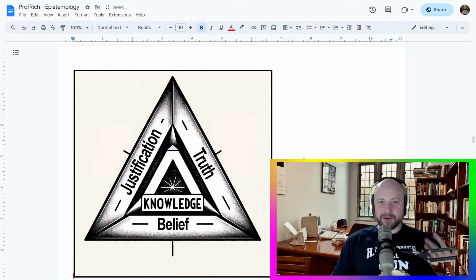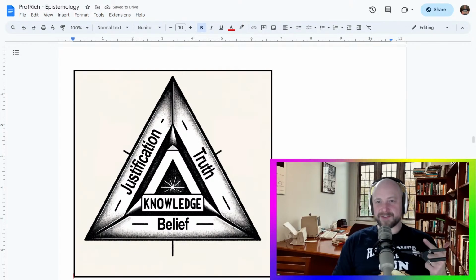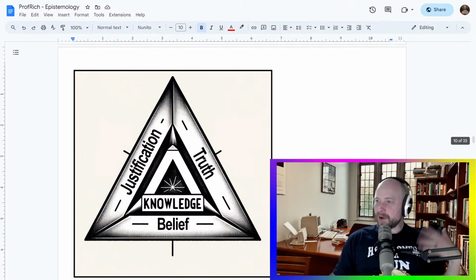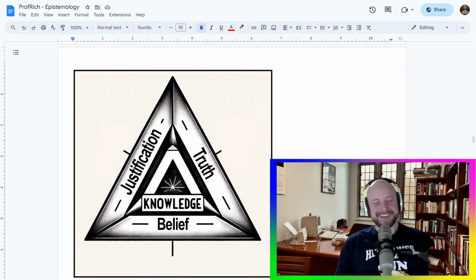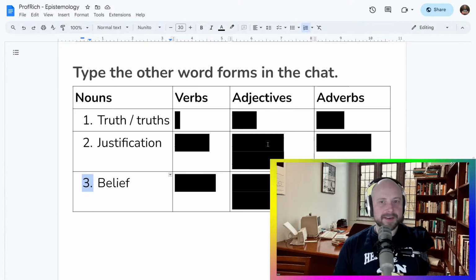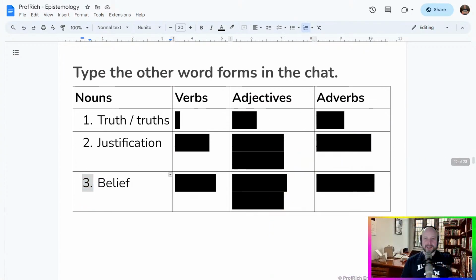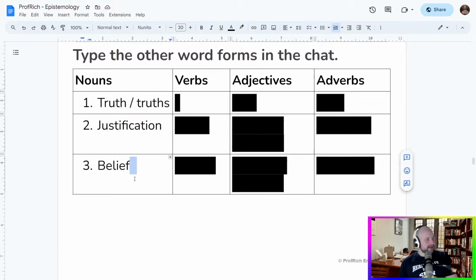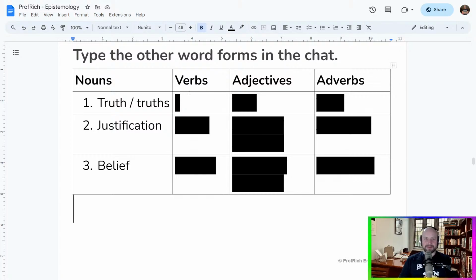So to have knowledge, we need all three. We need truth, justification, and belief. Welcome to Epistemology. So let's have a look at some of these words and the different word forms in English. We've got a nice little word form table here, and we are looking at truth or truths, justification and belief. I'd like you to tell me the verb form, adjective and adverb form of these words. You can type your answers in the chat.